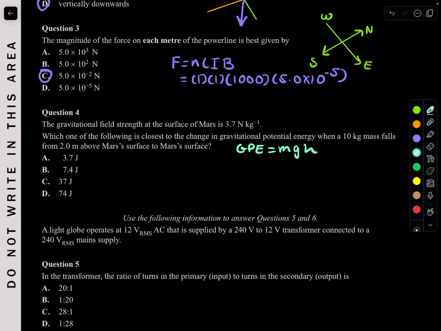Because g is going to be constant, it's actually on the surface. And so what's the mass? It's 10. g is actually 3.7 because that's the gravitational field strength at Mars. And h is the height, which is 2 meters. And this is going to give us our energy: 10 times 3.7 times 2. That gives me 74, which is D.